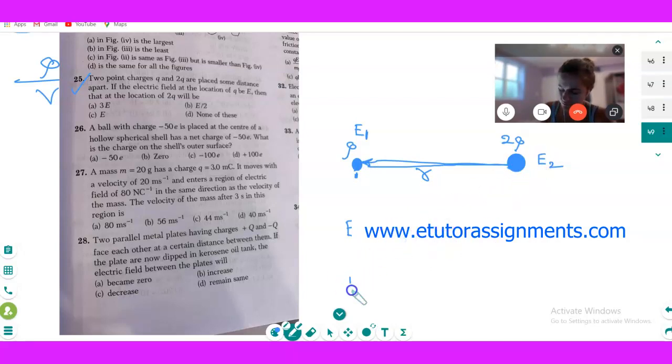What about the E2? E2 is equal to KQ divided by R. KQ divided by R. Now you see, 2K. So E2 is equal to E divided by 2. Very good. Just check the answer.